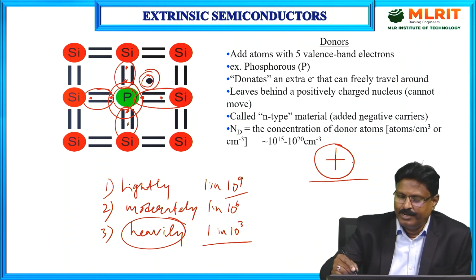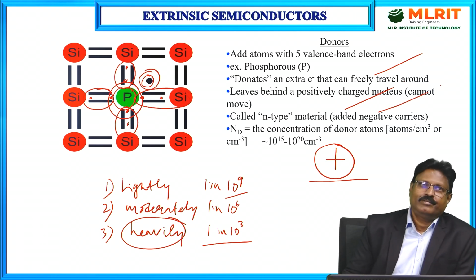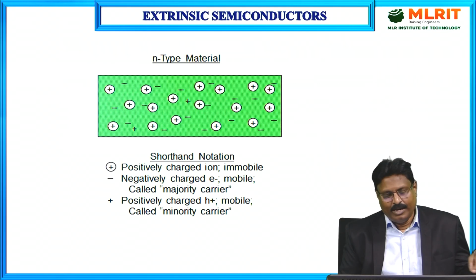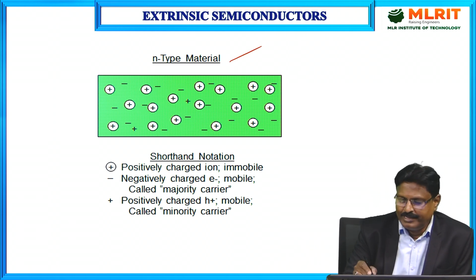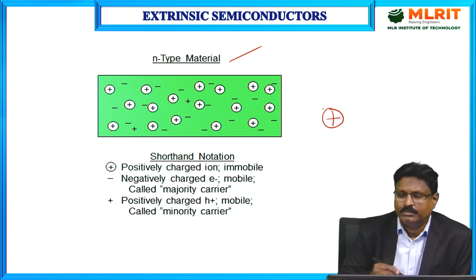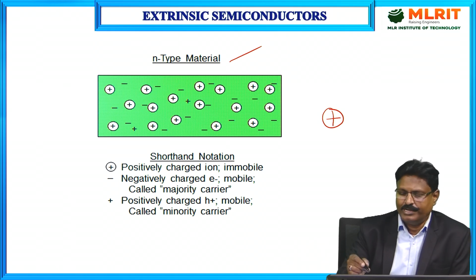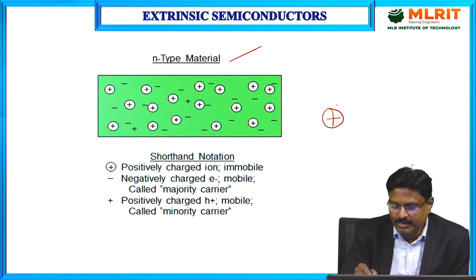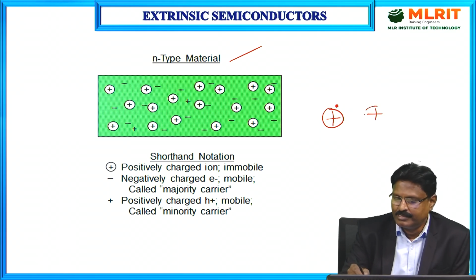As you can see here, it donates an extra electron that can freely travel, leaves behind a positively charged nucleus, and this is called the n-type material. Whenever you are increasing the free electrons in the conduction band, the type of material is called n-type material. As already said, this n-type material is represented by a positive ion. Why? Because the impurity atom is losing its negative charge and becoming a positive ion covered with the electron. In this diagram, it is shown as a minus sign like this.